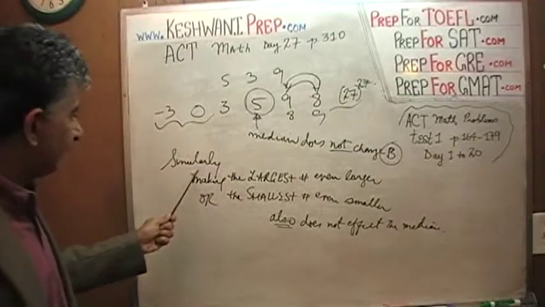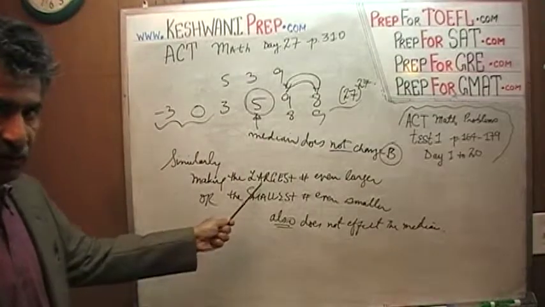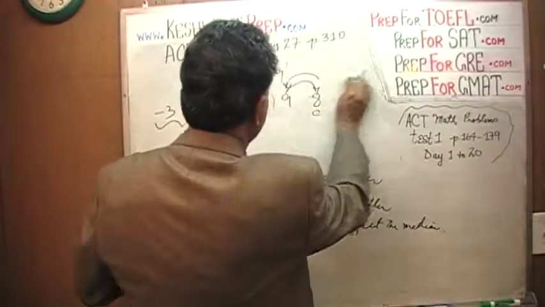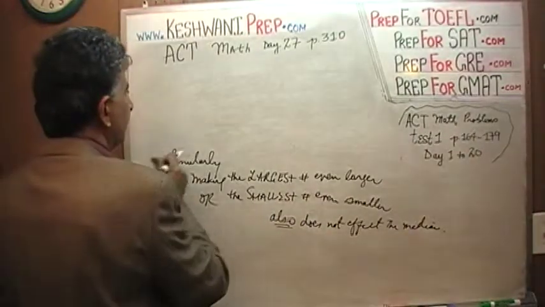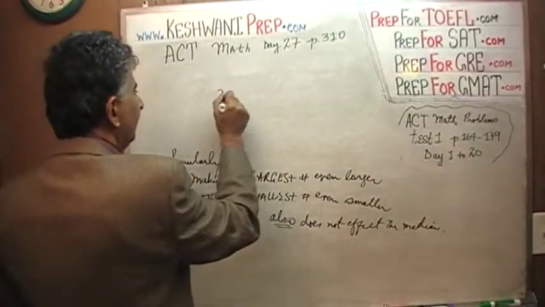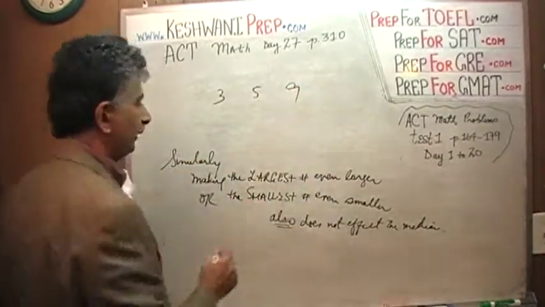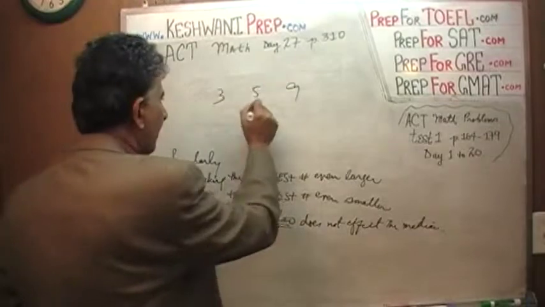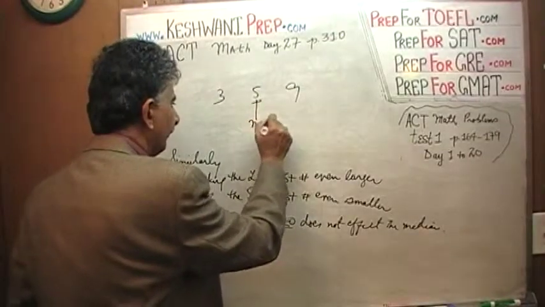So what it says is that similarly, making the largest number even larger. So if you have a set of numbers, let's start with something simpler again. So here are the 3 numbers. Let's say 3, 5, and 9. They are already arranged in order, and the median is 5.